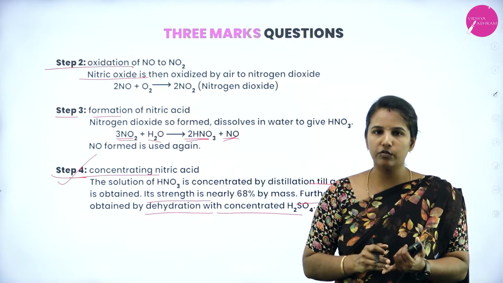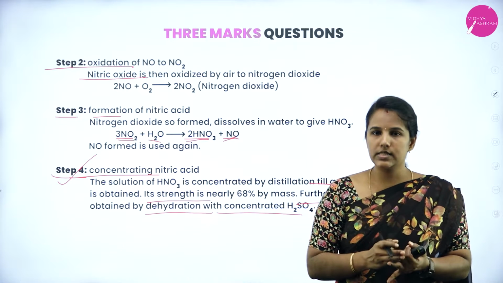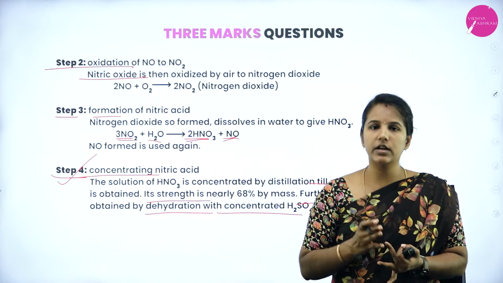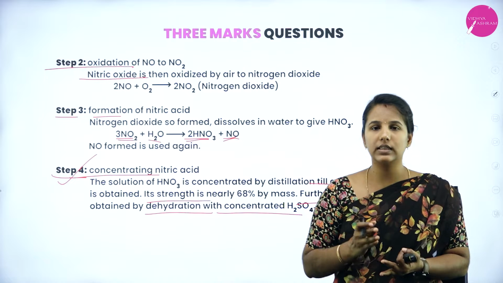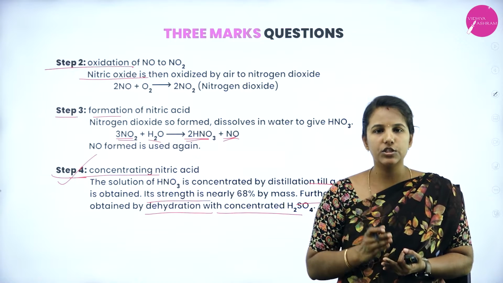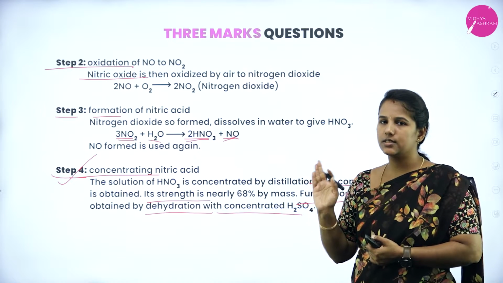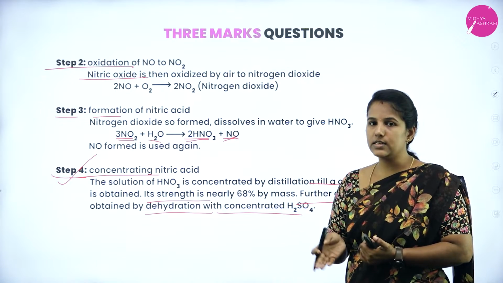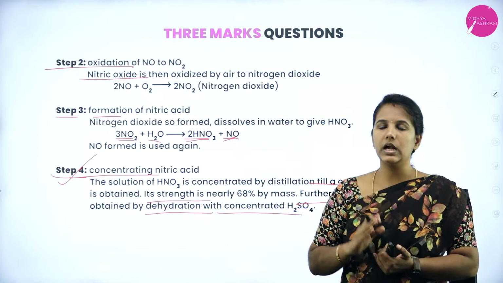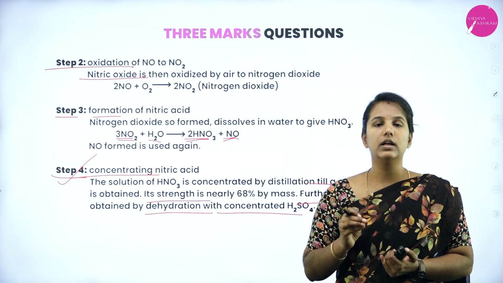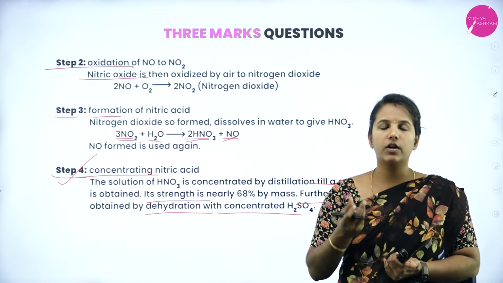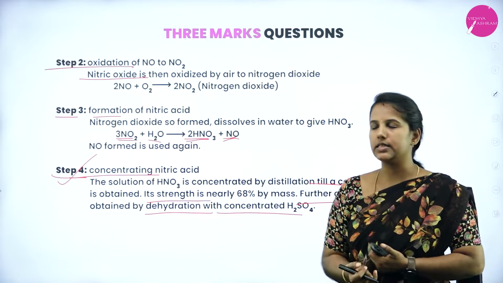First one is oxidation of ammonia into nitric oxide. Second step is further oxidation of the nitric oxide to nitrogen dioxide. The third step is the formation of HNO3, that is nitric acid. Okay, all the first 3 steps you have to know, and the last step is all about the concentration method, how to get the constant boiling mixture of concentrated nitric acid.